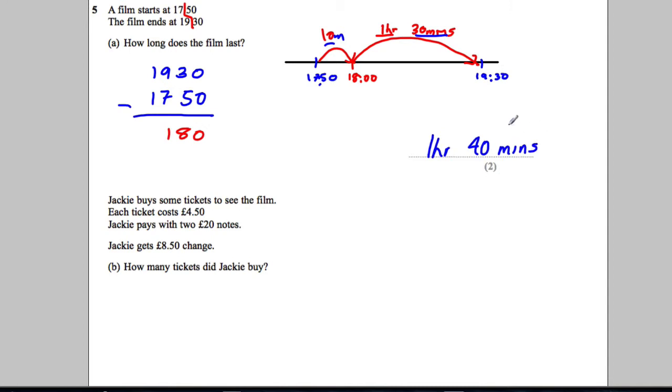Okay, so just be very careful when you're doing these questions that you don't slip into little mistakes like that. I would always think: you're at 1750, how do you get to 18? It's 10 minutes. And how do you get from 18 to 1930? Well, it's 1 hour and 30, so it must be 1 hour and 40 minutes in total.